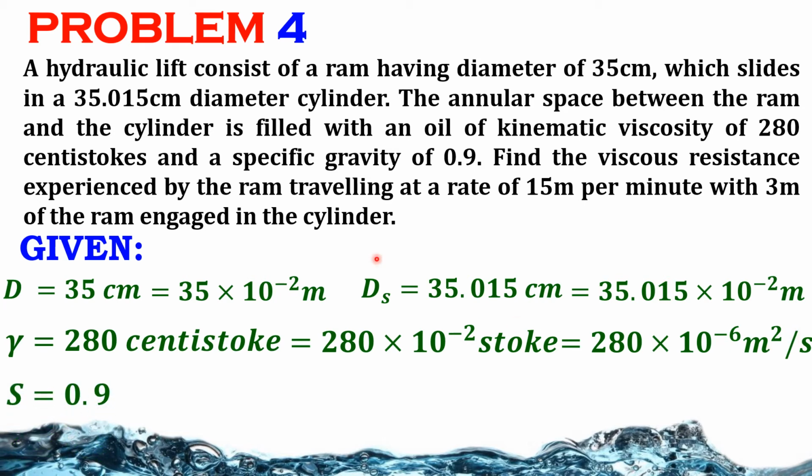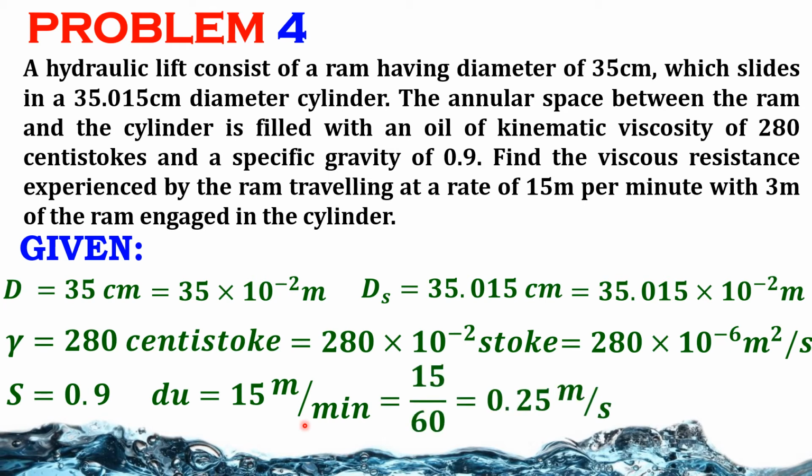Next, they are given the specific gravity of oil as 0.9. Then they are given the speed in meter per minute. Therefore, du is equal to 15 meter per minute. In order to convert into meter per second, divide by 60. Therefore, du is equal to 0.25 meter per second. Last, they are given L as 3 meter.